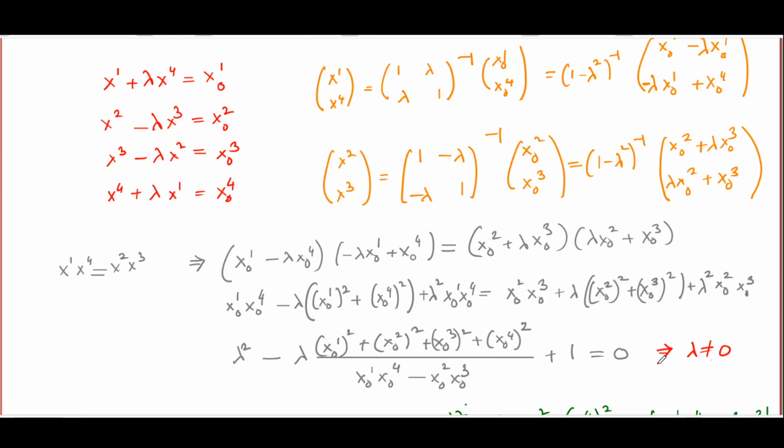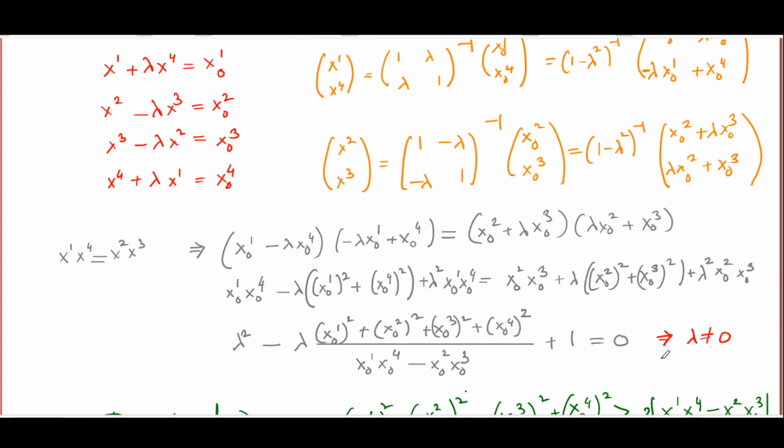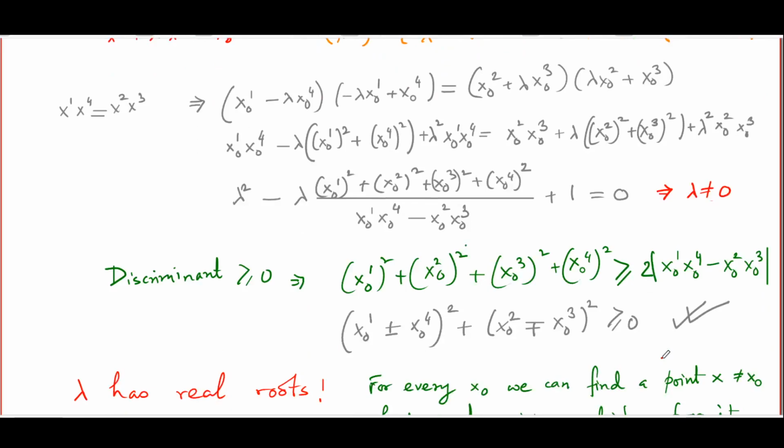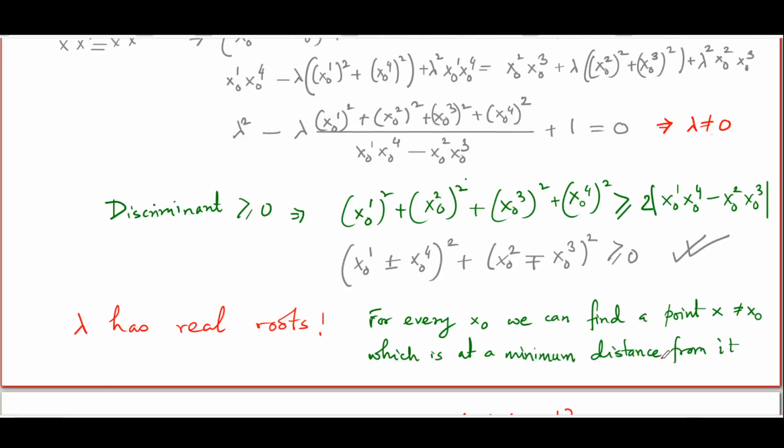Now there's only one thing to show before we can actually wrap this whole thing up, which is that this lambda is actually a real number. After all, if the only possible solutions for lambda here are complex numbers, we don't really have any point which satisfies our condition. That's pretty easy to show. I will not again go into the details. You can easily show that this quadratic equation has a positive discriminant. Elementary algebra will show you that. And hence, lambda has real roots.